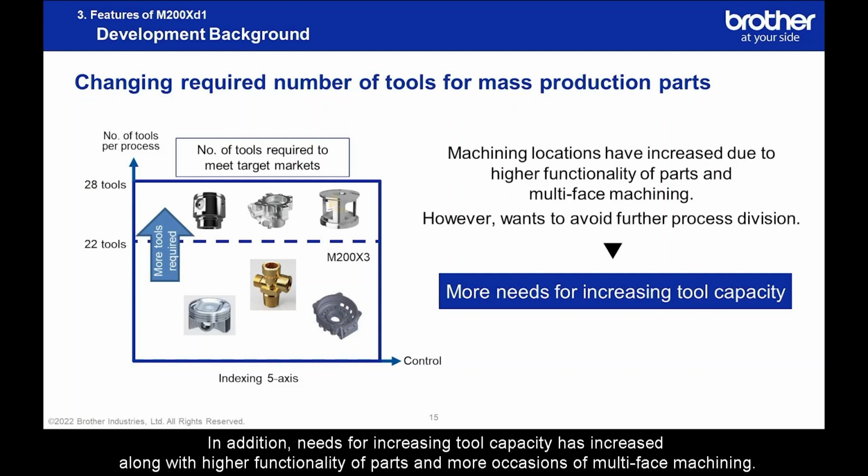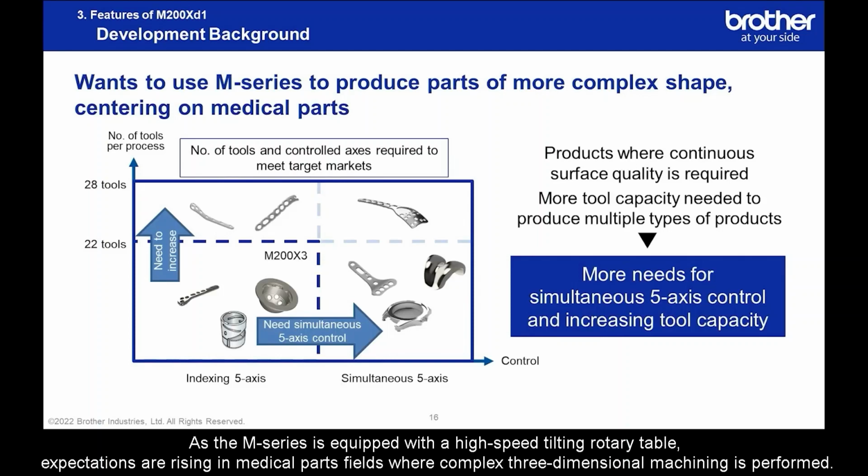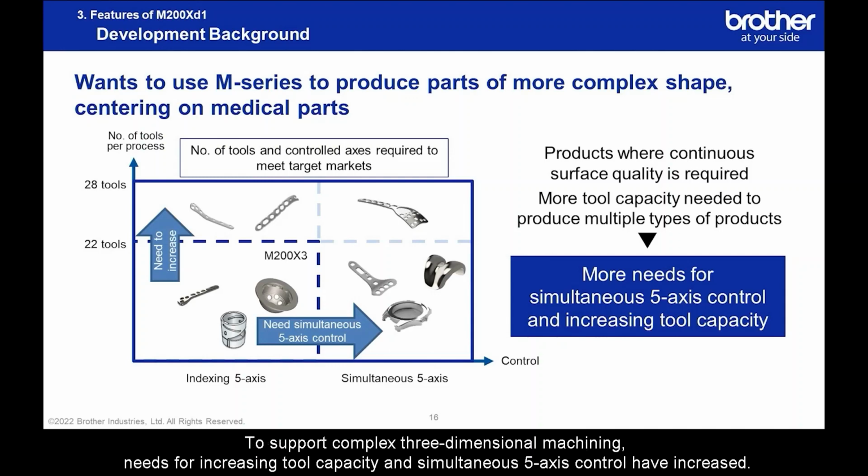In addition, needs for increasing tool capacity has increased along with higher functionality of parts and more occasions of multi-face machining. As the M-series is equipped with a high-speed tilting rotary table, expectations are rising in medical parts fields where complex three-dimensional machining is performed. To support complex three-dimensional machining, needs for increasing tool capacity and simultaneous 5-axis control have increased.